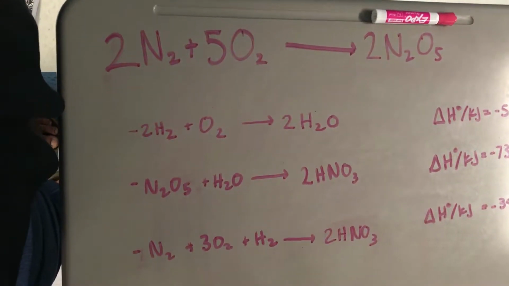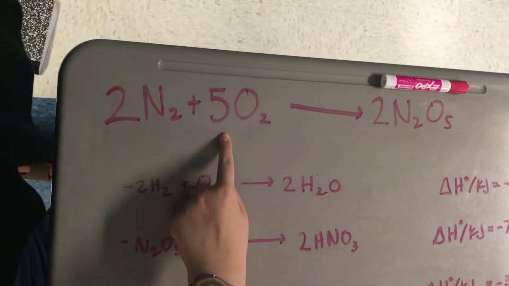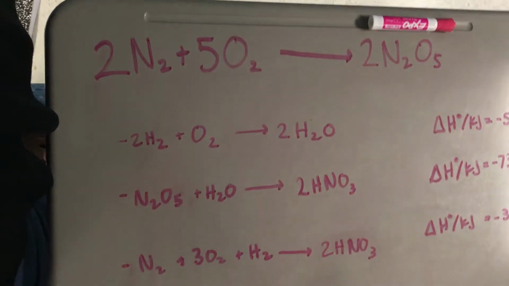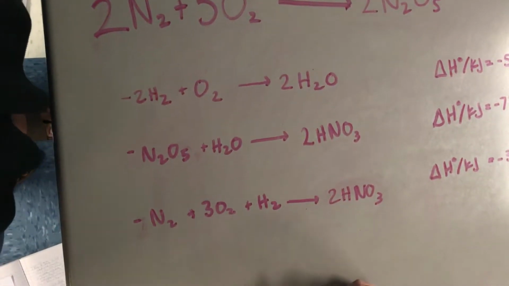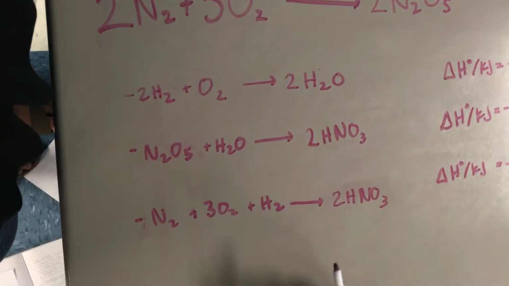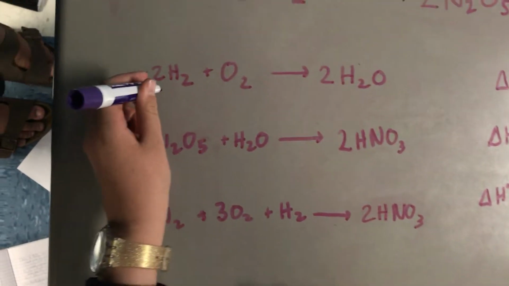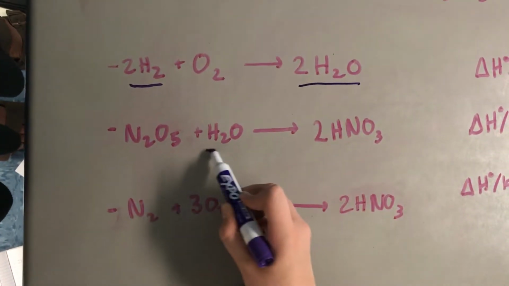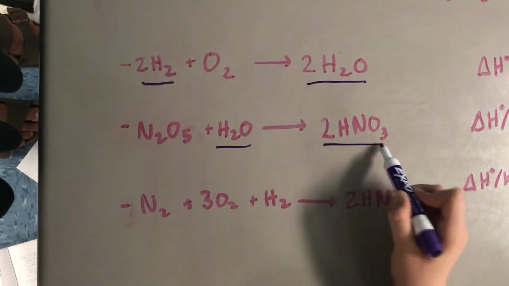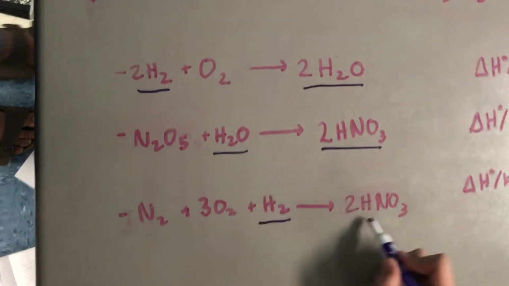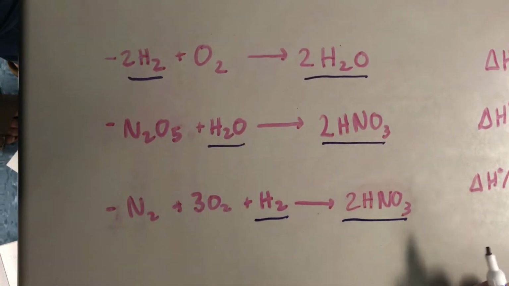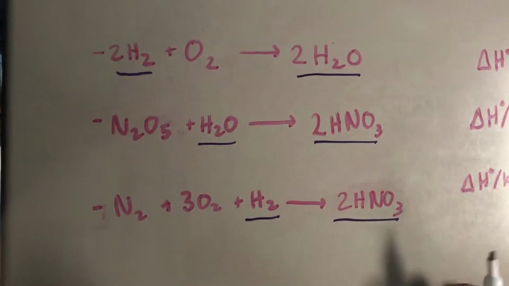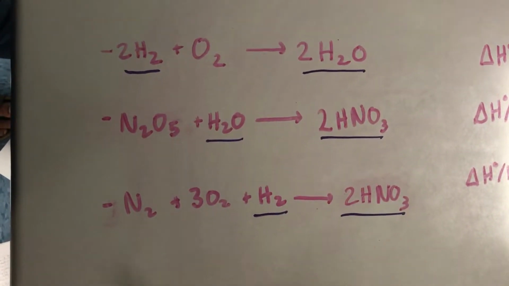So in our original equation we have 2 N2 and 5 O2 yields 2 N2O5. So we can go through our three equations and pick out the elements that are not in the top one. So that would be this H2O, another H2O, HNO3, H2, and then HNO3. So we know that these compounds are going to have to cancel in the bottom equation.